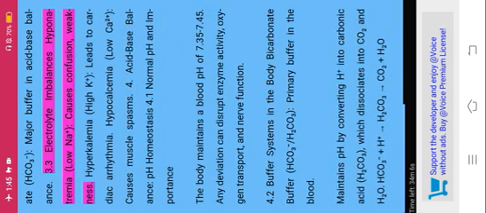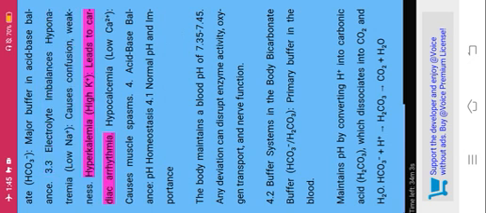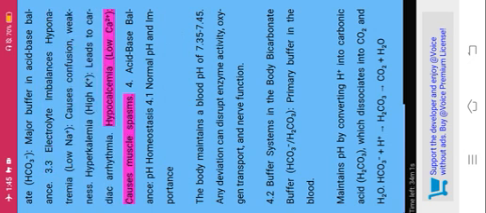3.3 Electrolyte imbalances. Hyponatremia, low Na, causes confusion and weakness. Hyperkalemia, high K, leads to cardiac arrhythmia. Hypocalcemia, low Ca2+, causes muscle spasms. 4.